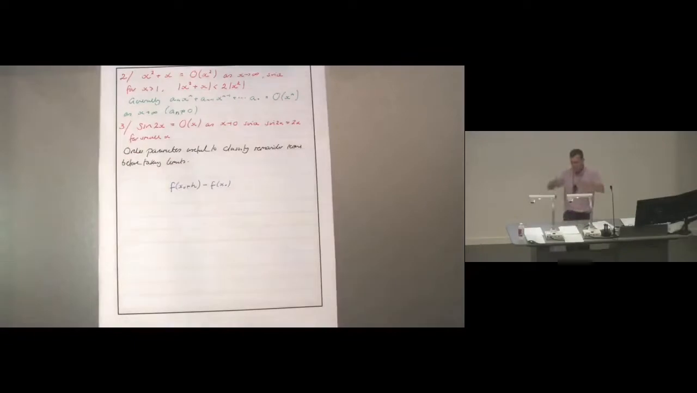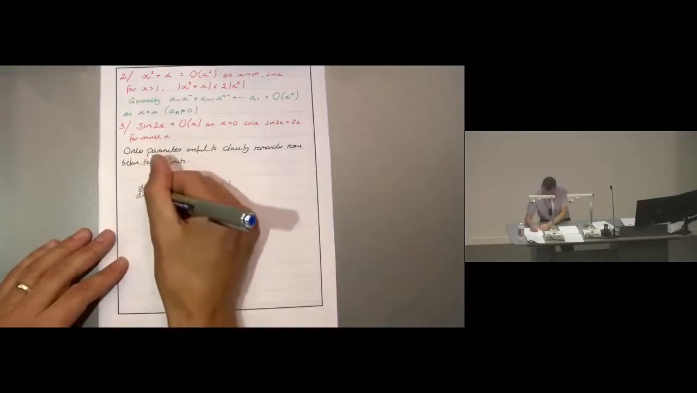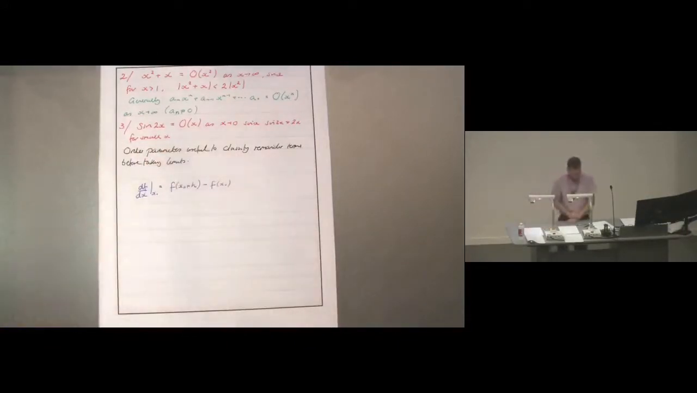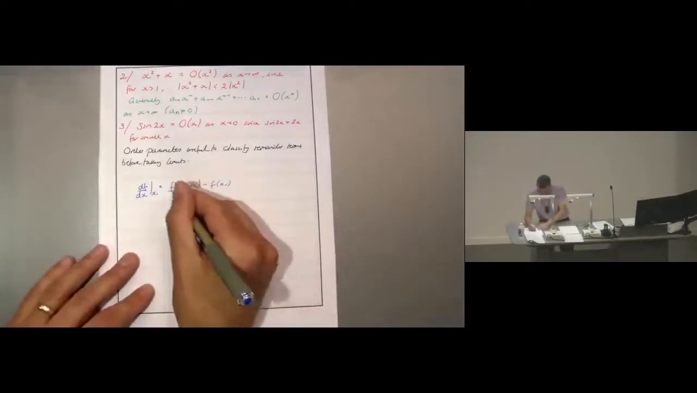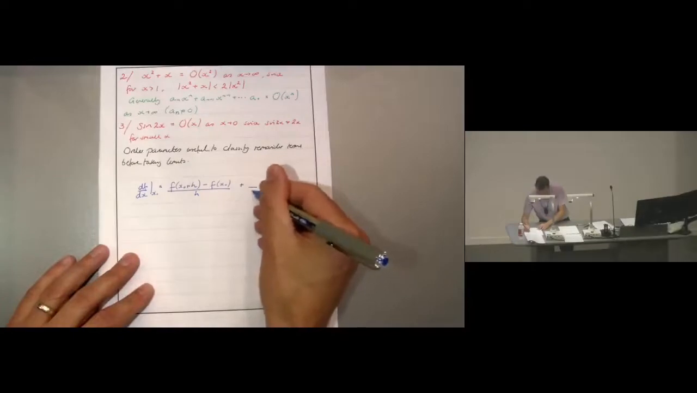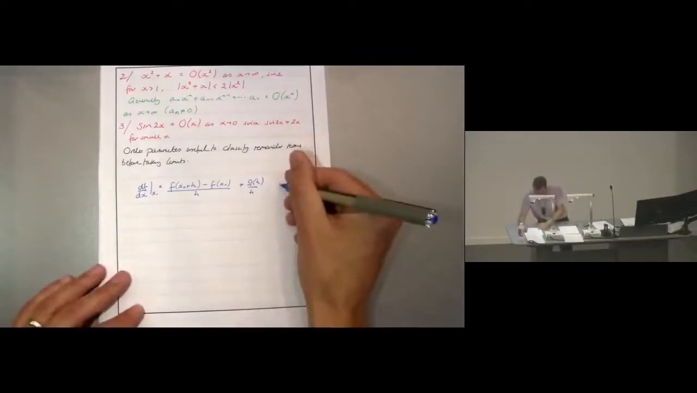So if we just imagine dividing that statement that I've just said by h, and just rearrange things, we have that df/dx at x0 is the difference of the function divided by h, plus a remainder term divided by h. And my claim is that that remainder term is of order little o of h as h tends to 0.